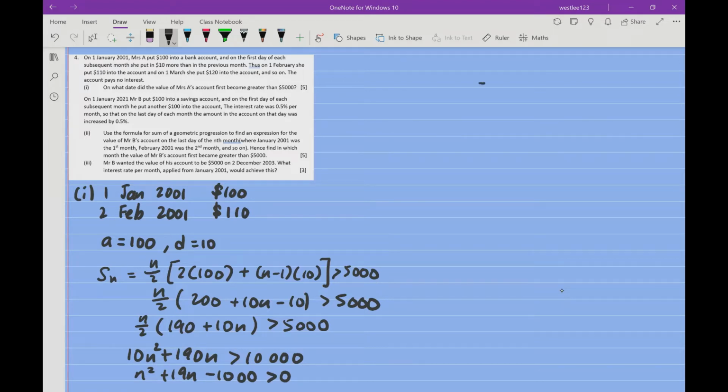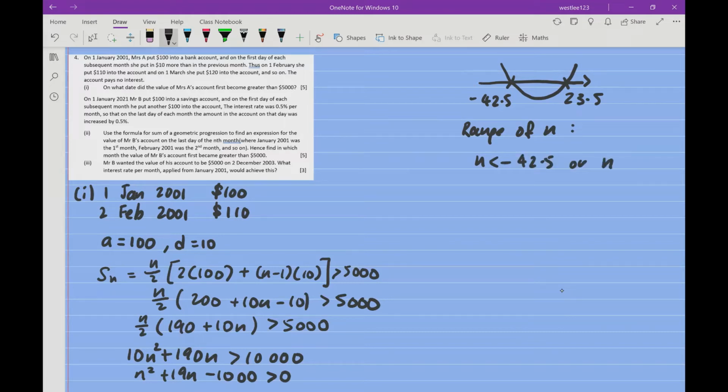So if you use the GC to find the roots of this curve n squared plus 19n minus 1,000, you will have negative 42.5 as one of the roots, and the larger root is 23.5. So your range of n is n less than negative 42.5 or n more than 23.5. So this is the region we are looking at: the part of the graph which is more than 0, which is above the axis.